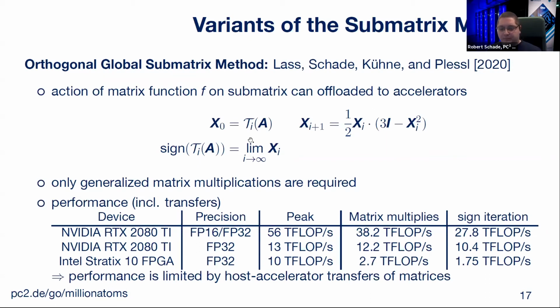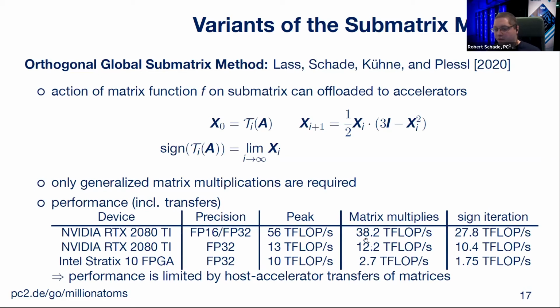So here's actually where GPUs and FPGAs come in, namely this action of the matrix function onto the individual submatrices can be easily offloaded to accelerators. And on accelerators, you only need generalized matrix multiplications if you calculate the matrix function iteratively, as shown before. Here down below, just some initial performance results from consumer grade NVIDIA GPUs, comparing the peak performance on the tensor cores to the achieved sign iteration, including transfers. Similarly here for the Stratix 10 FPGA, comparing the matrix multiply peak to sign iterations.